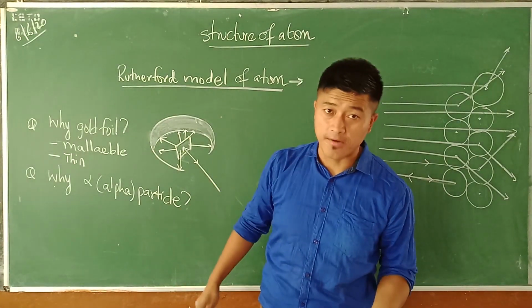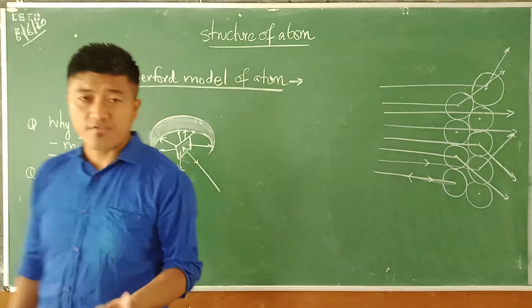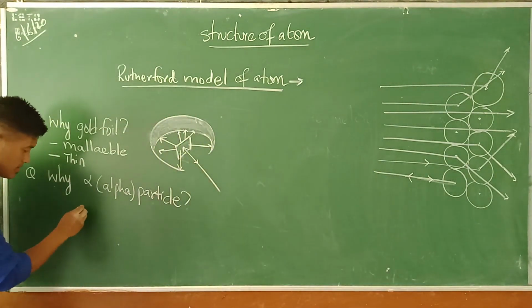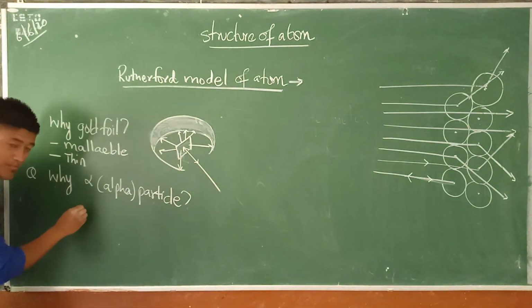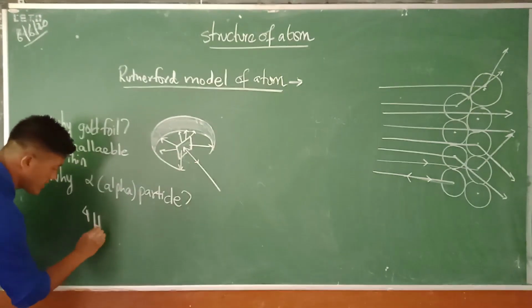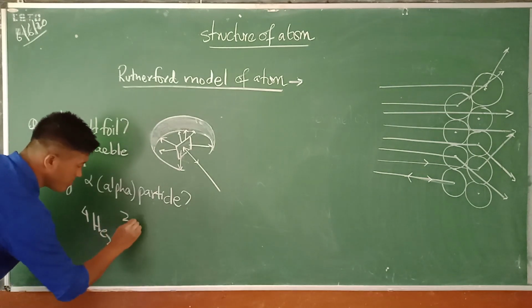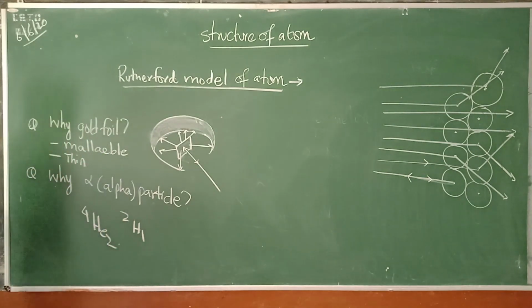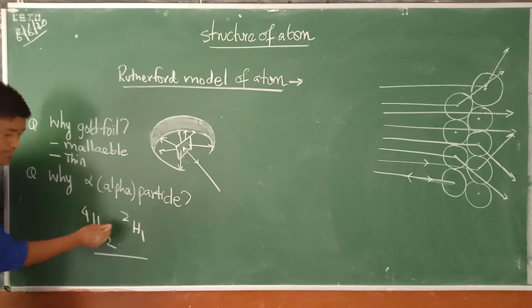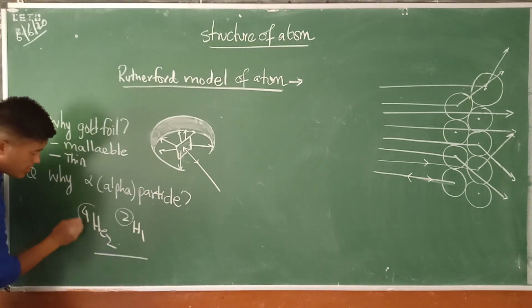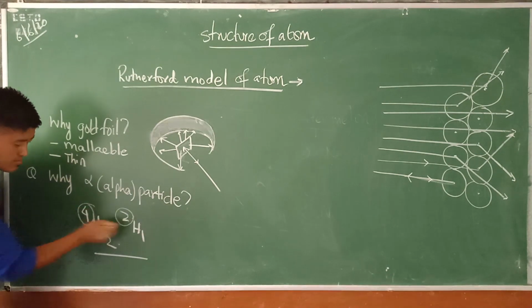Why alpha particle here? Normally there are different kinds of particles here. For example, let's say there are alpha, beta, gamma, and all of this. If you look at alpha particle, the formula is 4He2. If you look at the beta particle, it is 2H1 here. Now, if you look at this particular particle here, this is 2 and this is 4 here, and these are the mass.